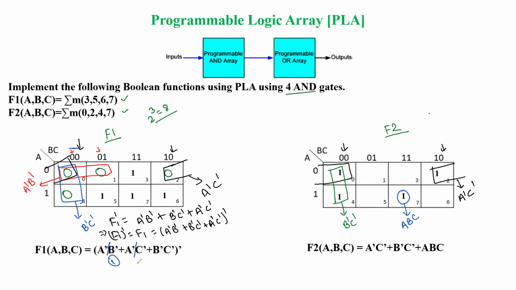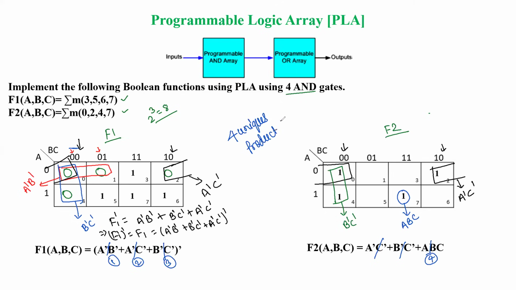Now we have another product term, A dash C dash, which is common in both. And the third product term is B dash C dash, which is common in both. And the fourth one we have is ABC. So like this, we are able to obtain four product terms. So now we can implement this by using four AND gates only, since we have here four unique product terms.